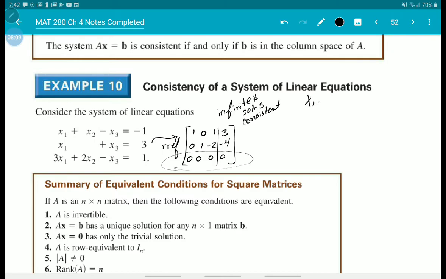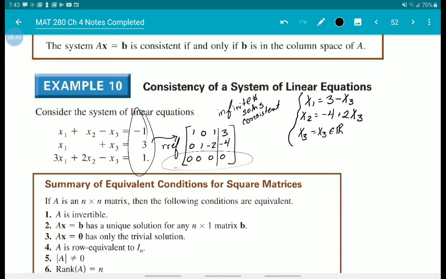So this says x1 is equal to 3 minus x3. x2 is equal to negative 4 plus 2x3. And x3 can be anything. So in 3 dimensions, this is the equation of a line. Now, what this theorem is saying is that because this is consistent, we could take this b matrix and write it as a linear combination of the column space of A.